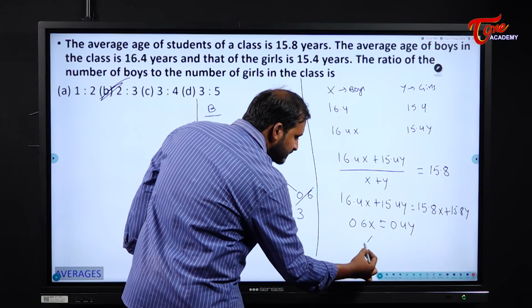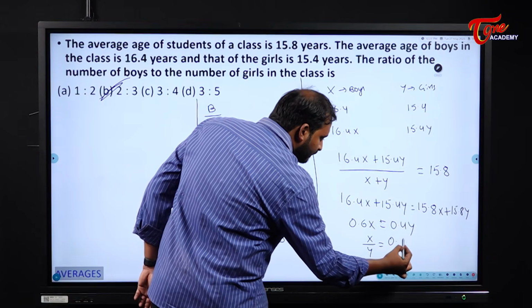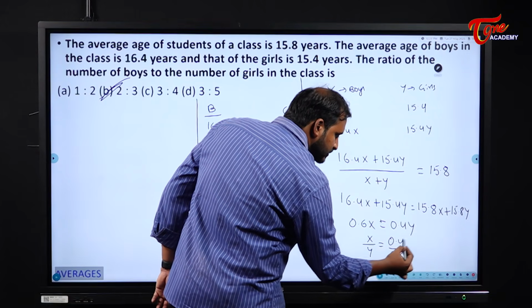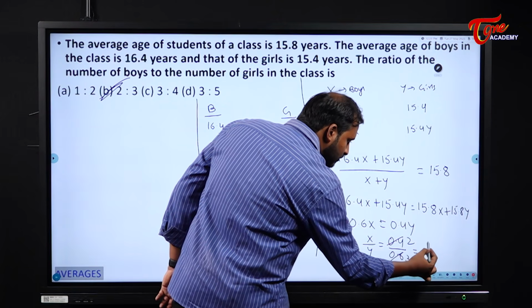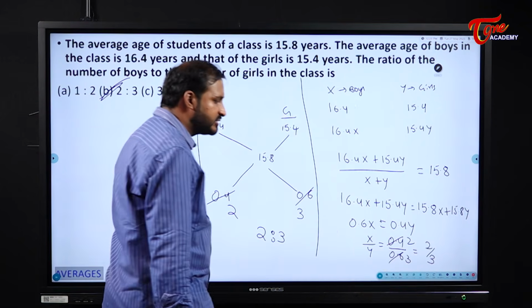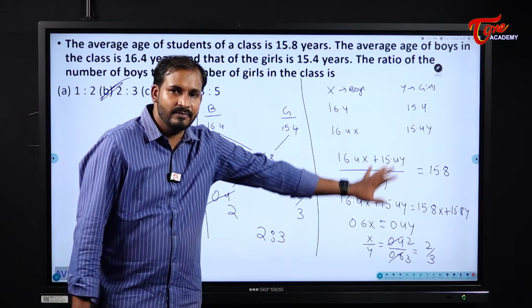So now from this, x by y will become what? 0.4 by 0.6. So this will become what? 2 by 3. So boys and girls are in what ratio? 2:3. This is the standard procedure, students.